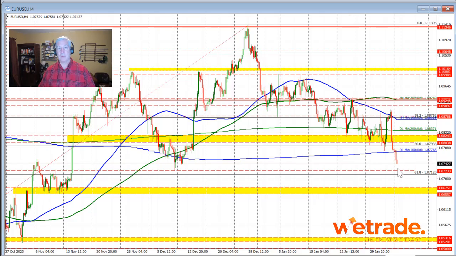As you can see, we're making new lows here for the euro versus US dollar. So the bias remains to the downside. We're seeing further momentum in that direction.